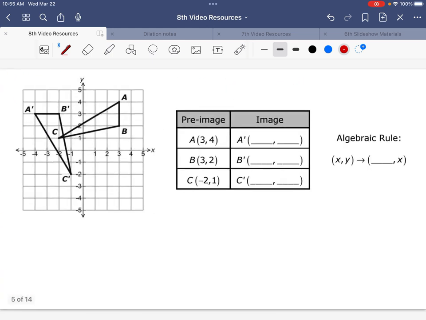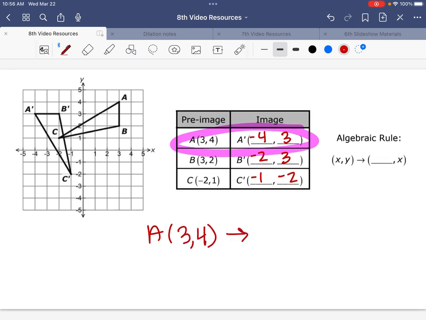All right, so now we look at our next one. We have triangle ABC, and then we have triangle A prime, B prime, C prime. So again, we're going to write our coordinates, and A prime is at (-4, 3). B prime is at (-2, 3), and C prime is at (-1, -2). So again, I'm just going to choose one of the points, and I'm going to look at the pattern. So point A at (3, 4) then became A prime at (-4, 3).